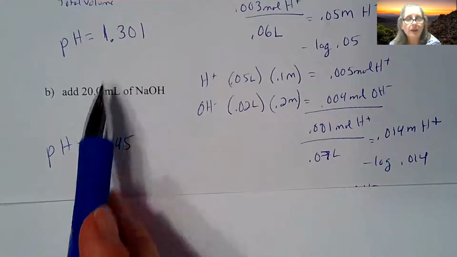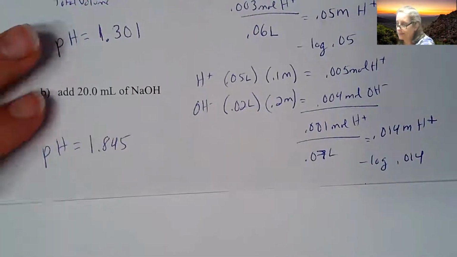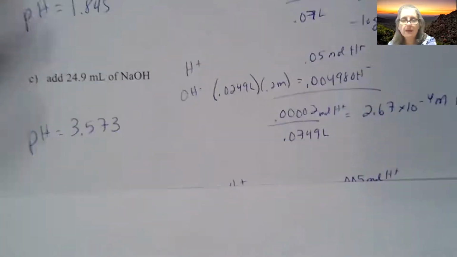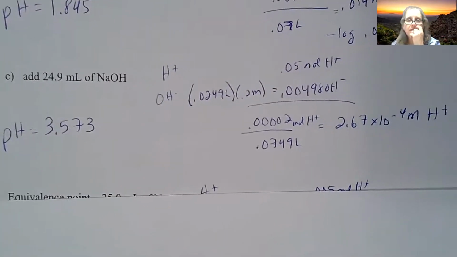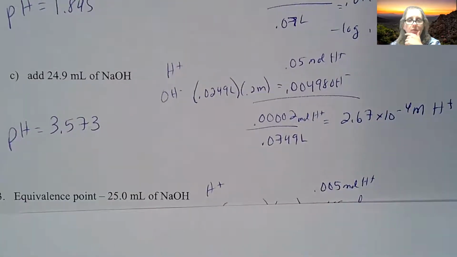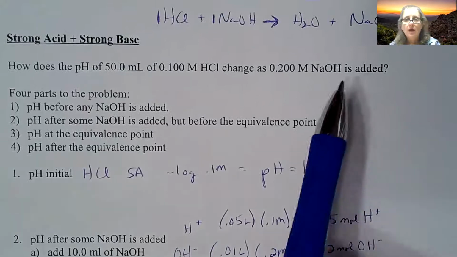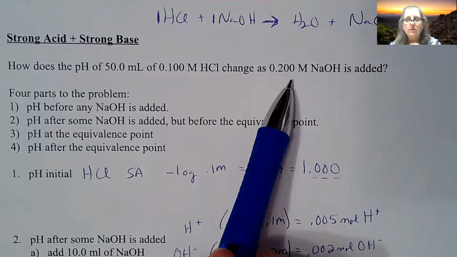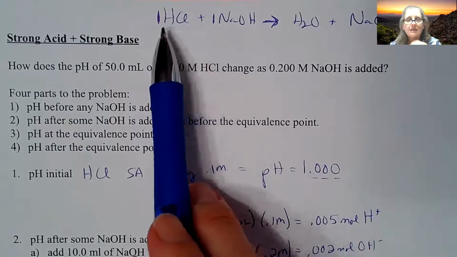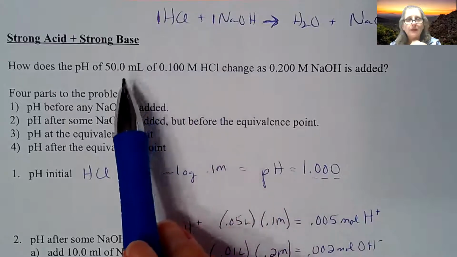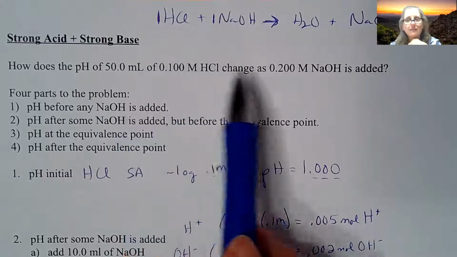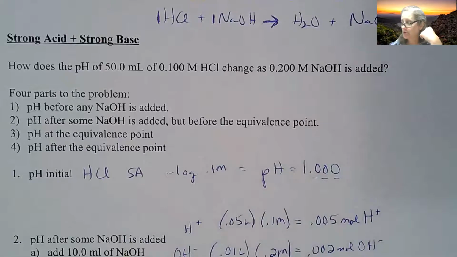So again, it's going up, but it's not going up dramatically. Then for part C, same kind of idea. And the reason I picked this number is because the equivalence point is 25 mils. Well, how did I know it was going to be 25 mils? Well, if I go back here, my concentration of NaOH is twice that of HCl. And since everything is 1-to-1 here, if I have 50 mils of it, that means I need about 25 mils of it to neutralize it.